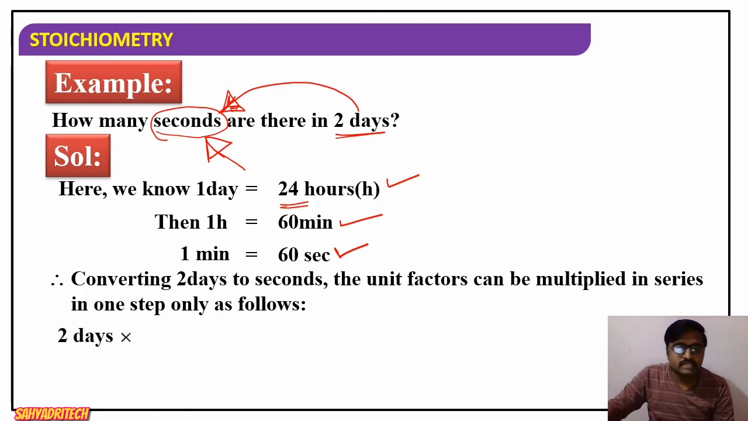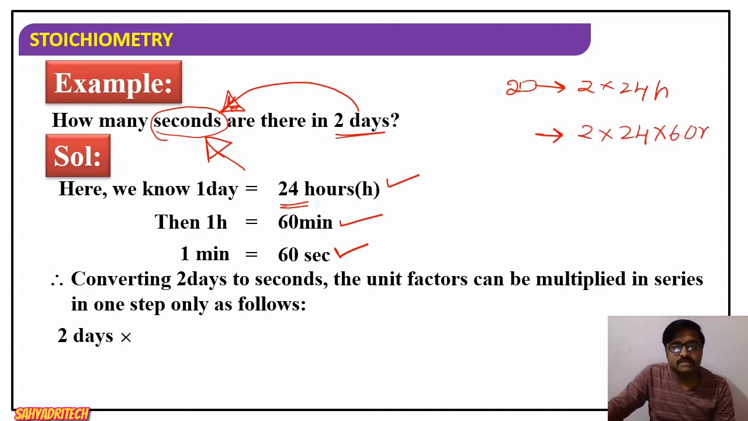That is 2 days into 1 day, 24. So days can be converted into hours. How? 2 days can be converted into 2 into 24 hours. Further, these hours can be converted into minutes. How? 2 into 24 into 60. Now it becomes minutes.